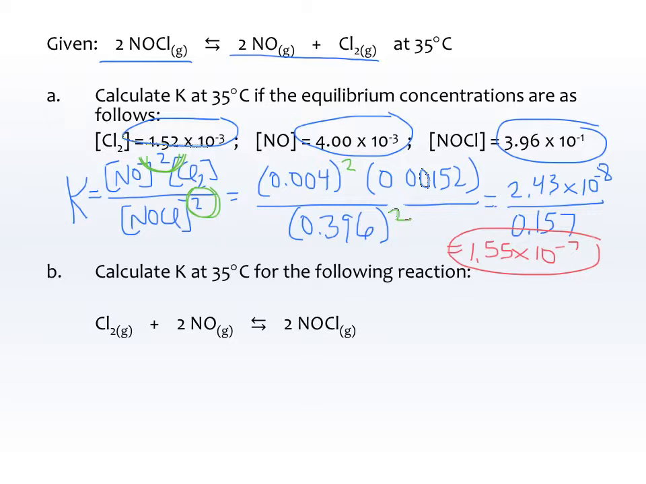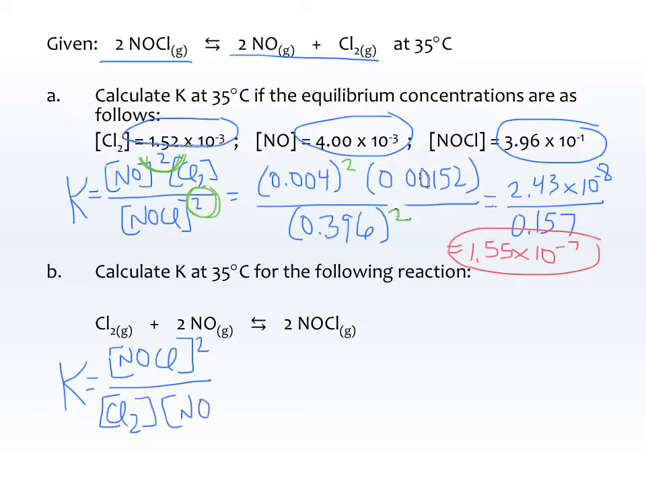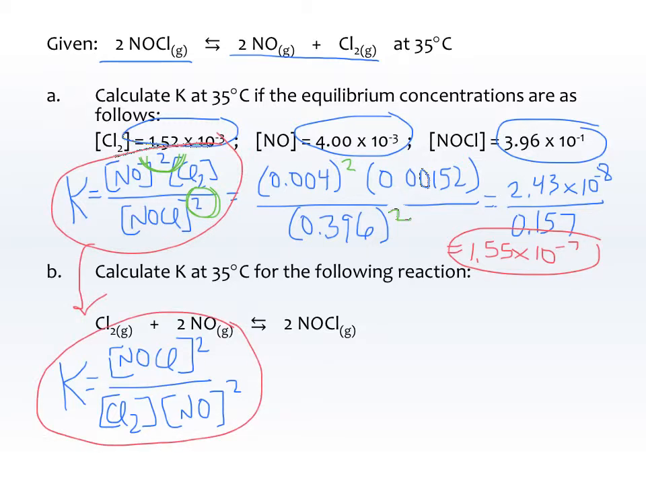Alright, so now we should all be looking at something on Part B that you have attempted yourself. Notice how K changes for the reaction in Part B. This time the products are NOCl. Those used to be the reactants. And this time the reactants are Cl2 and NO, and those used to be products. So what's the relationship between the original K and my new K? Hopefully you're seeing that they are reciprocals of each other. In other words, flip the fraction upside down.